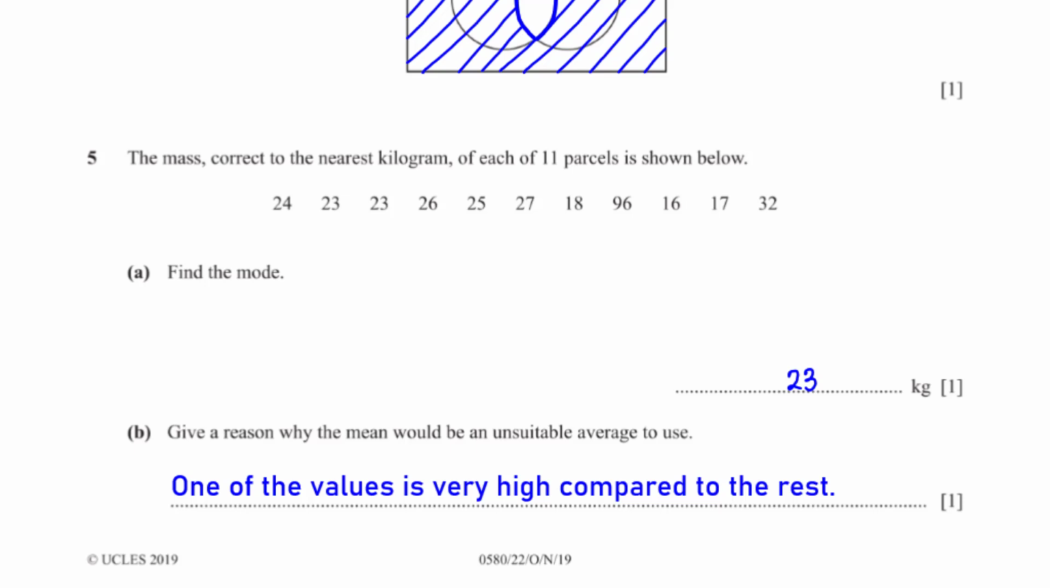The mass correct to the nearest kilogram of each of 11 parcels is shown below. Find the mode. The mode is the most recurring number, and this number is 23. Give a reason why the mean would be an unsuitable average to use. This is because one of the values in the list, which is 96, is very high compared to the rest of the values.